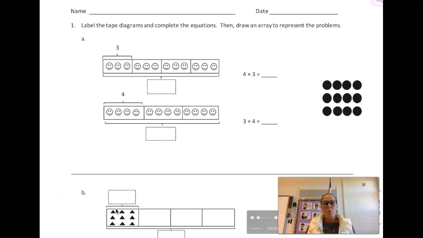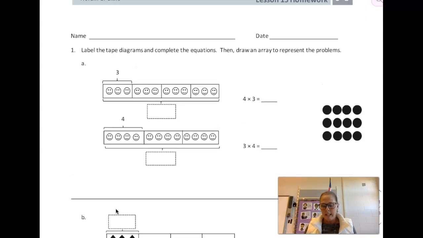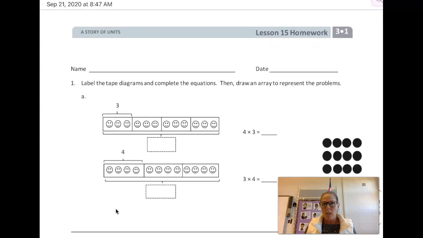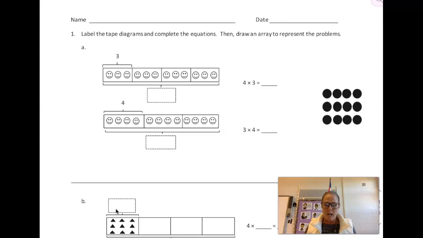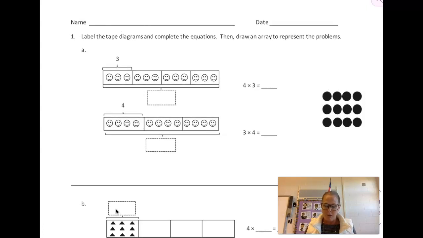Hi boys and girls, welcome to part 2 of lesson 15 where we are relating arrays and tape diagrams so that we can better solve our problems when we get to tougher problem solving. So this is lesson 15 homework page. If you want to go ahead and turn to that in your binder, you can do these problems along with me as some examples to help you solve your problem set problems that you'll do.